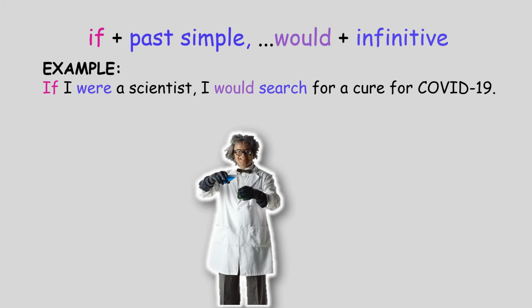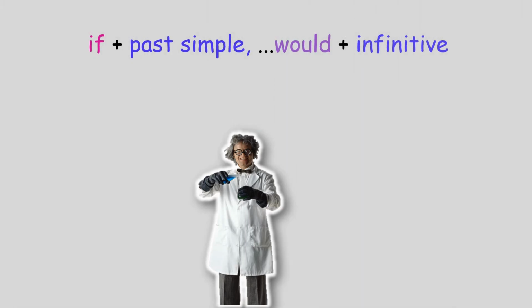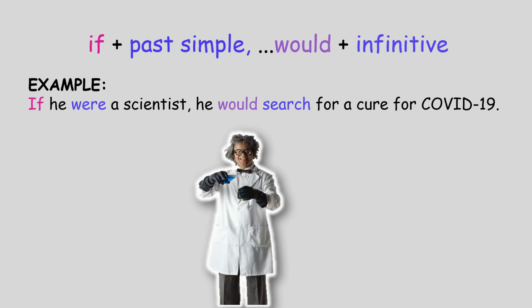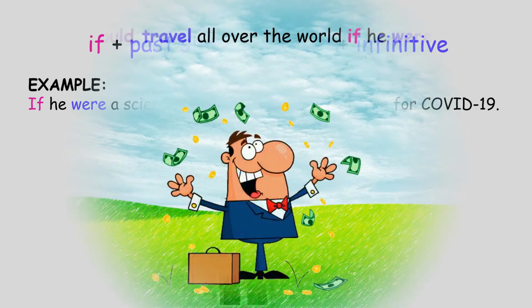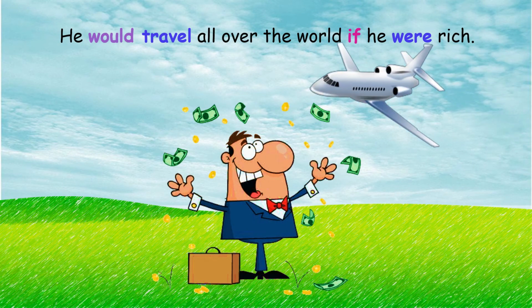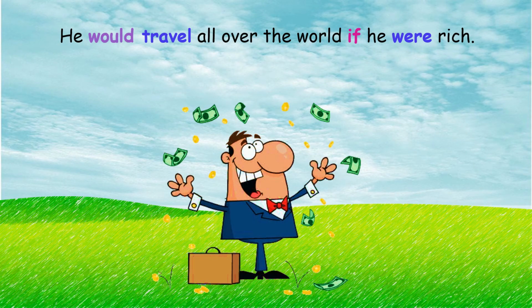So here we have it. If I were a scientist, I would search for a cure for COVID-19. Or, if he were a scientist, he would search for a cure for COVID-19. Other examples of the second conditional are: he would travel all over the world if he were rich.